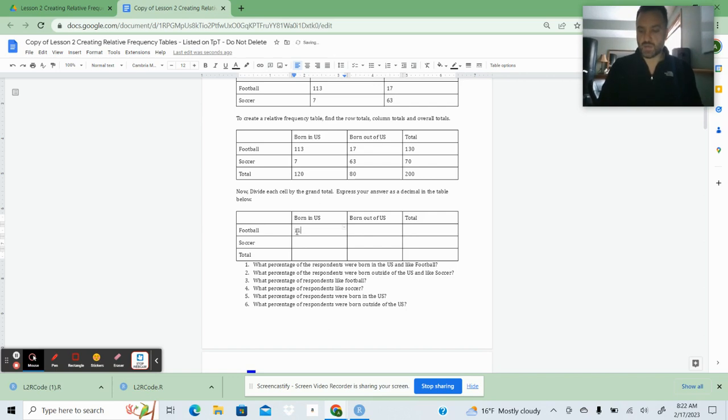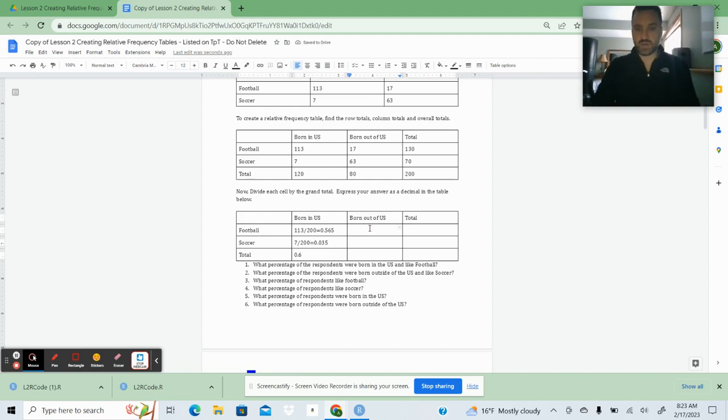So here we would do 113 divided by 200, and I get 0.565. And then here I would do 7 divided by 200, and that is 0.035. And then here I can express this total, and I can go 0.035 plus 0.565, and I would get 0.6.